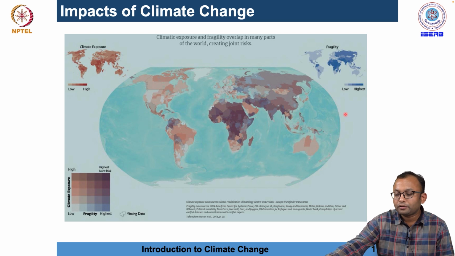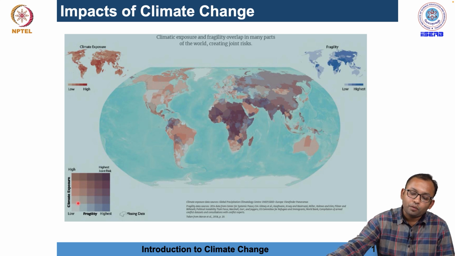So this is a very good representation of the global countries, where we can see their climate exposure and their fragility. For example, it is showing from low to high, and fragility also from low to highest. So if you see here, most of the tropical regions, or the regions in Africa or Asia, are higher in climate exposure, and the fragility is also high.